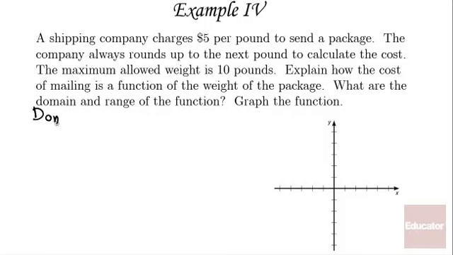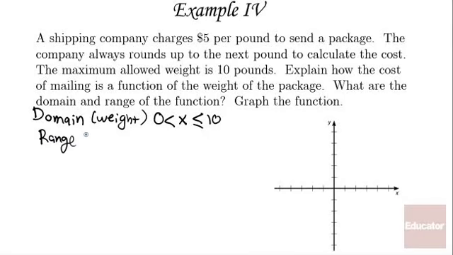What are we dealing with in terms of the domain? Well, the domain is going to be the weight of the package that I send. The smallest package I can send is going to weigh more than 0 pounds. So the domain is going to be some number value for x that is more than 0. They're telling me, though, the maximum allowed weight is 10 pounds. So x is going to be less than or equal to 10.